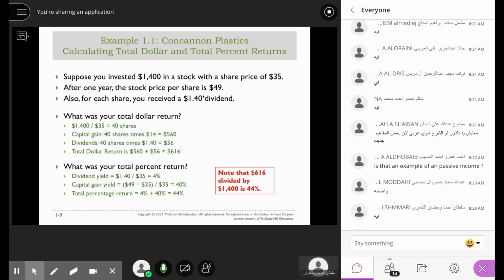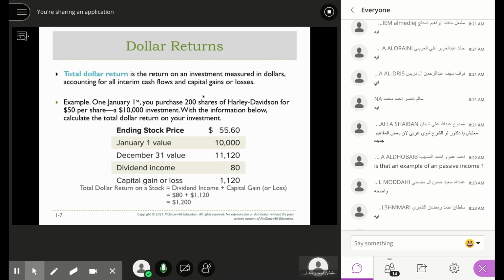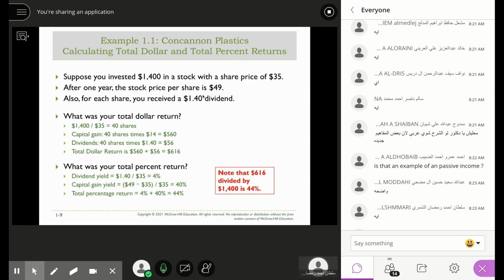This is a very similar or the same example to what we have already discussed. It's basically repeating the same concept in how to compute total dollar return, and also in how to compute the total percent return. Let me go over the example just to make sure that you all understood the two concepts of total dollar return and percent return.